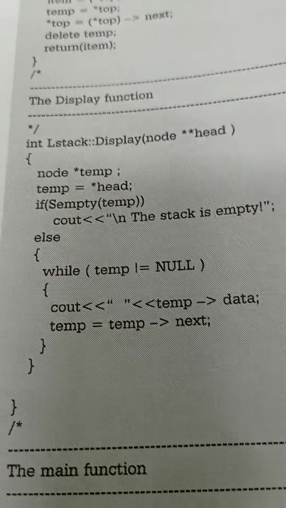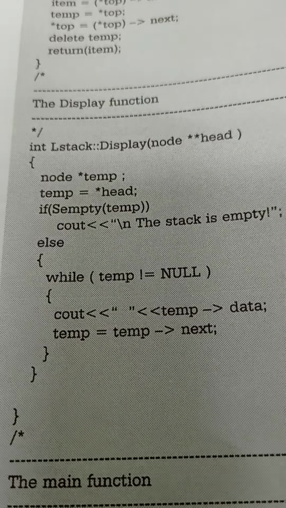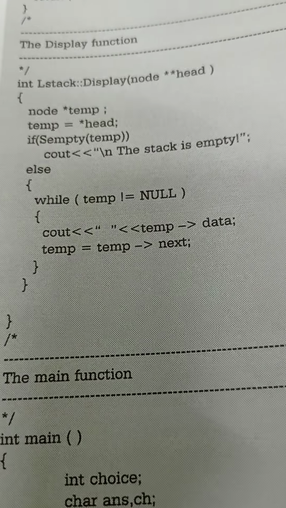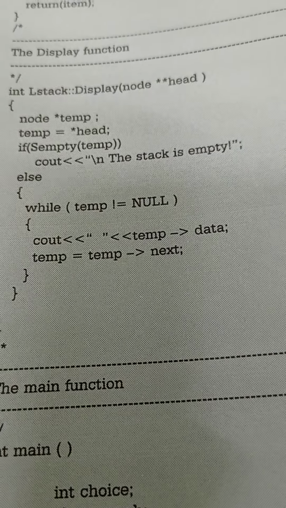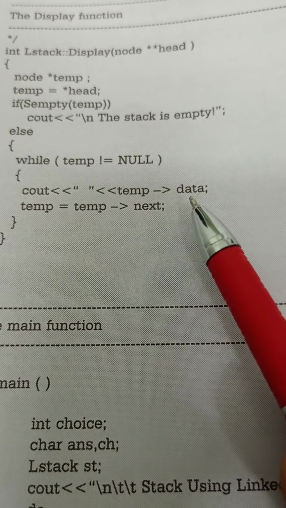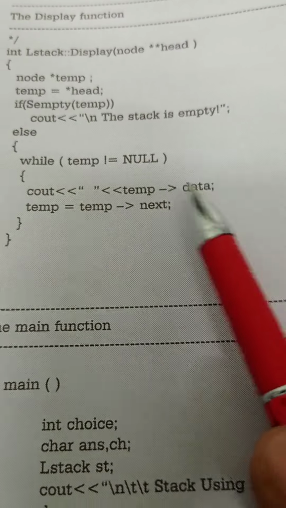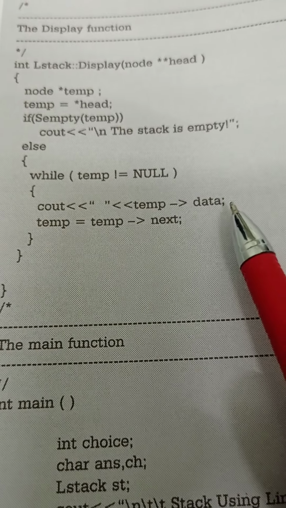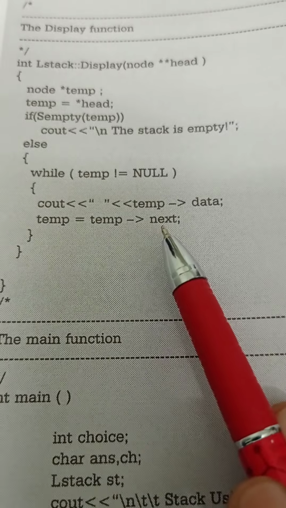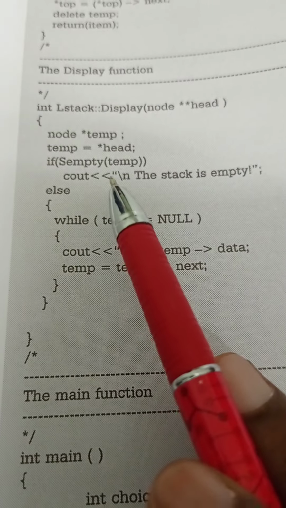Similarly, we have the display function. That is int L stack display, node head, node temp equal to head. If the stack is empty, it has to display that the stack is empty. Otherwise, while temp is not equal to null, then cout temp data, it has to display the data, and temp equal to temp next. Means after using the first instruction, we can display one, and after that we can point to the next data. And since here a while loop is there, where is the while?